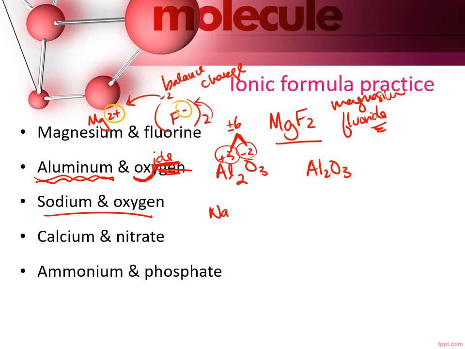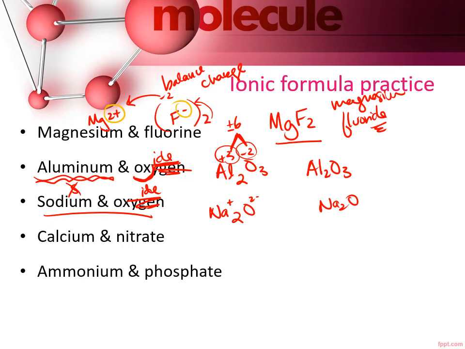Sodium and oxygen. Sodium is Na, not S. S is sulfur. Sodium is Na. Na is going to have a +1 charge. Oxygen is still a -2. To balance that out, I need 2 of those sodiums. So my formula for sodium oxide is going to be Na2O.